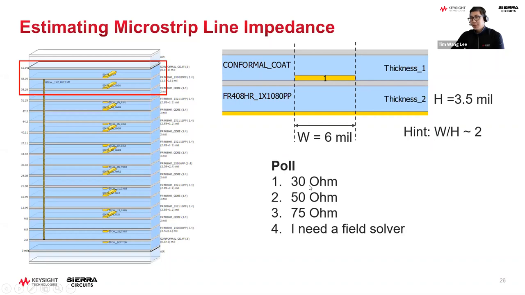If you enter 1, you're saying in chat 30 ohms. Enter 2 for 50, 3 for 75, and 4 is I need a field solver. So you can start entering in chat and I will check out what the thing is. If you answer number 1 is 30 ohm, 2 is 50, 3 is 75, 4 is I need a field solver. We'll give it a minute or so. I'm gonna start a timer.